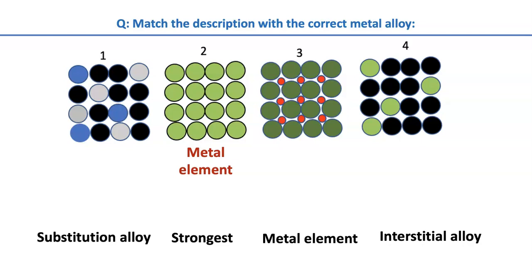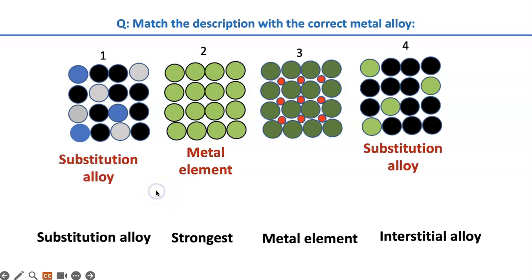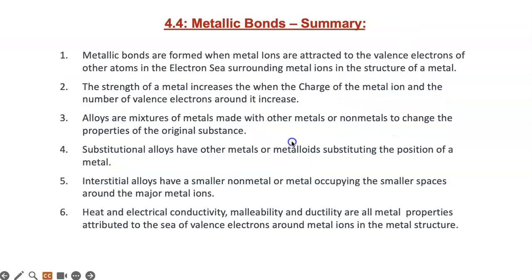So here's a question for you. Match the description with the correct metal alloy. So I've given you 3 pictures. So this one is the metal element. So which one? Pause and figure out which ones are which. Okay, so these 2 are substitution alloys, and this one is an interstitial alloy. And which one is stronger? It's the interstitial alloy.